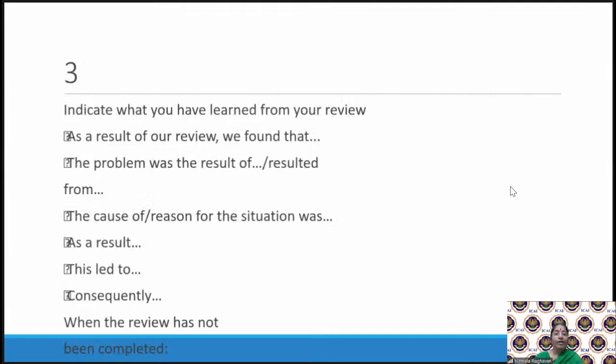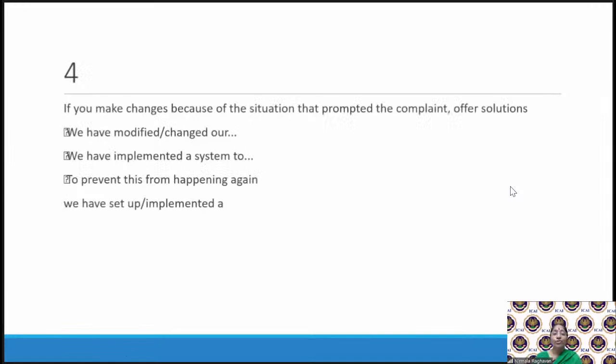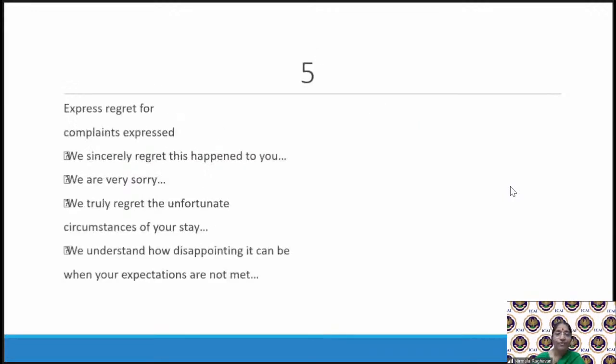Okay. Indicate what you've learned from your review. Say, these are the learning points. We will definitely learn. We will look into it. The cause of the situation was this. This led to consequently. Okay. Then if you make changes because of the situation that prompted the complaint, offer solutions. We have modified, we have implemented to prevent this from happening again. We have set up. So use such words which will be effective.